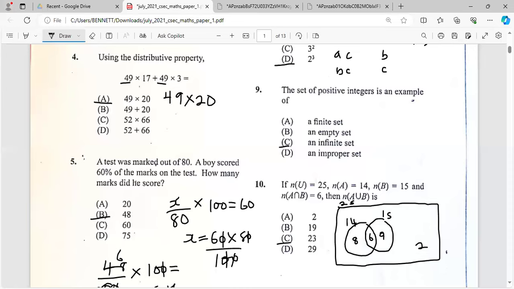All right, so guys, try to complete them one time, and then we go through them.